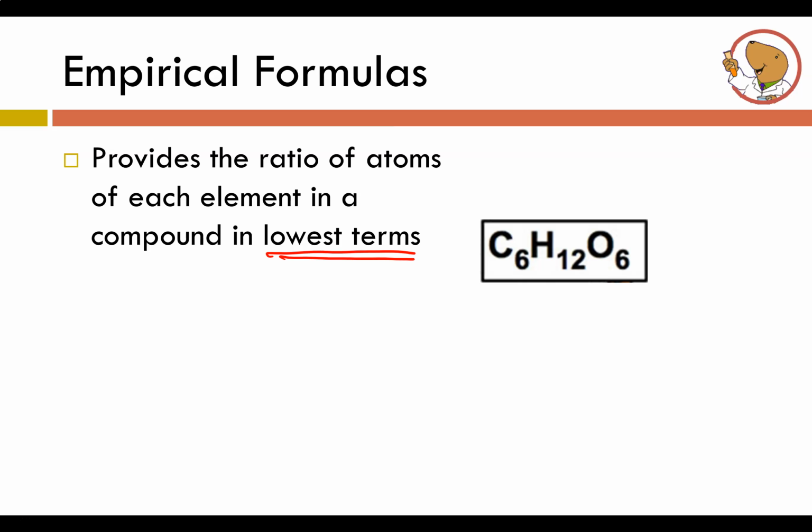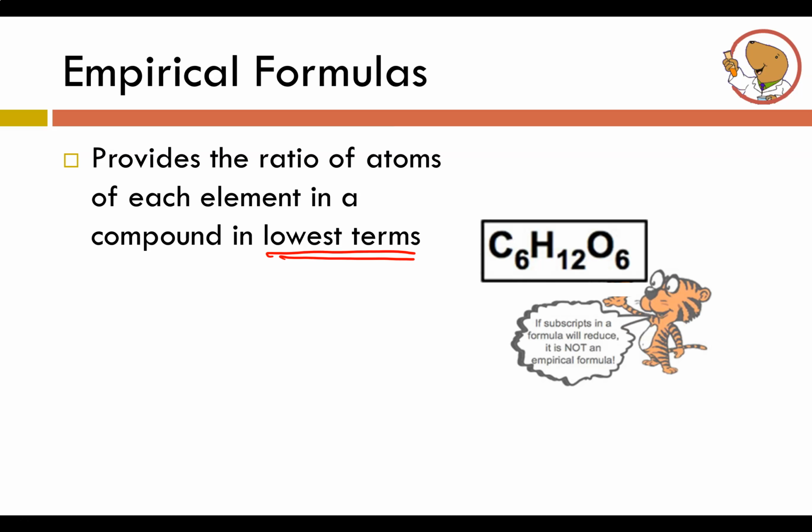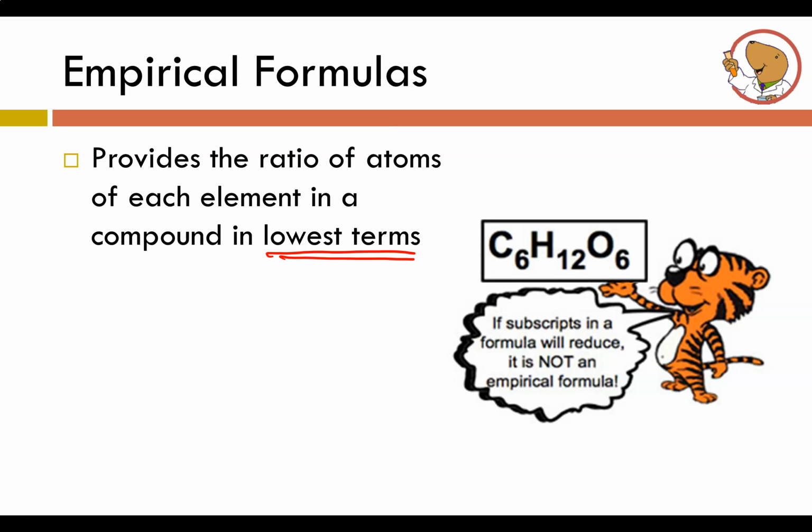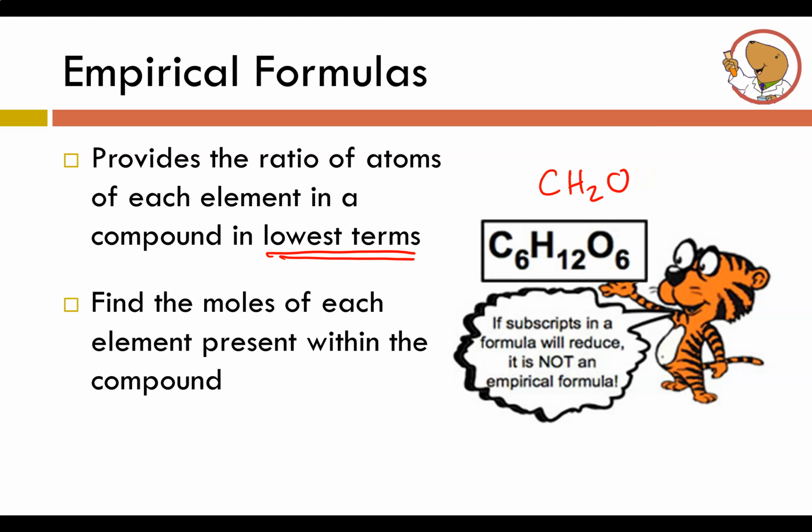So this C6H12O6, is this an empirical formula? No, of course not. I can take all of those subscripts and divide by 2. The subscripts will reduce. What would be the empirical formula for this, which is glucose? If I divide everything by 6, I should have CH2O. That is an empirical formula, as it cannot be reduced any further.